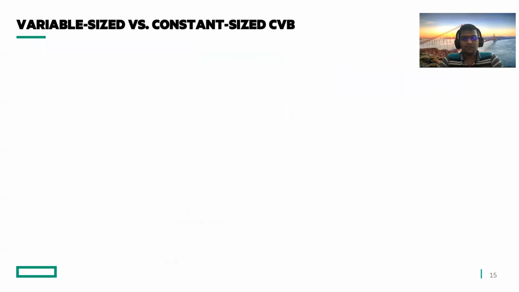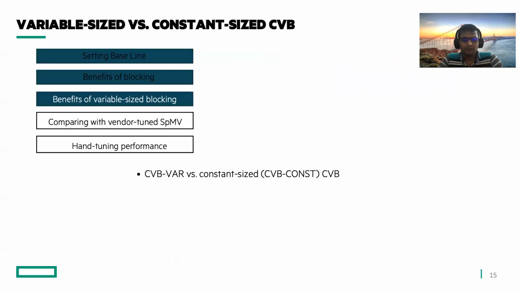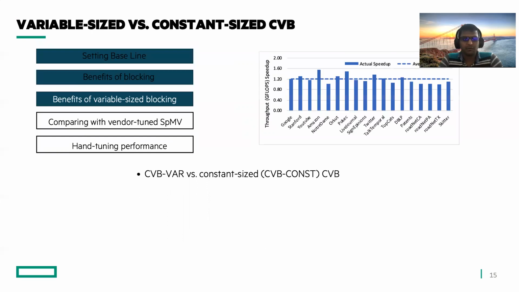In this slide, we quickly show the benefits of variable sized blocks compared against constant sized blocks. Again, we can see that the effective working data set identification from the variable sized blocking scheme provides better benefits than the constant sized blocks. CVB-var has about 1.2x better speedup than CVB-const. And this obviously gets attributed to the effective working set identification in our blocking scheme.